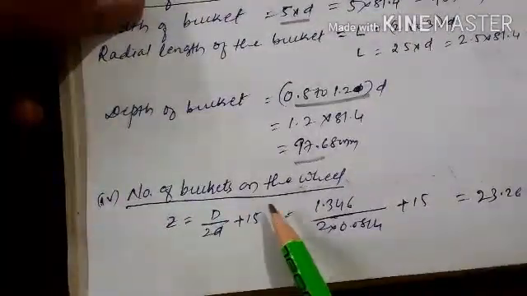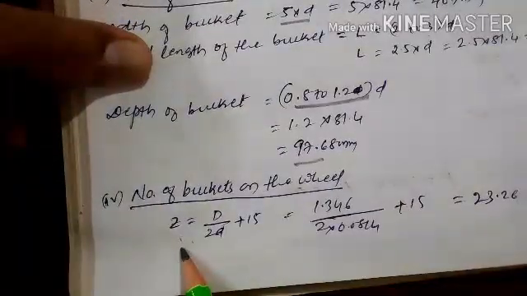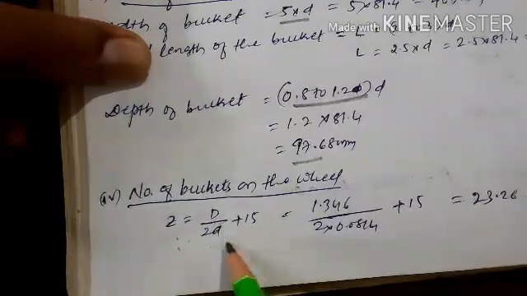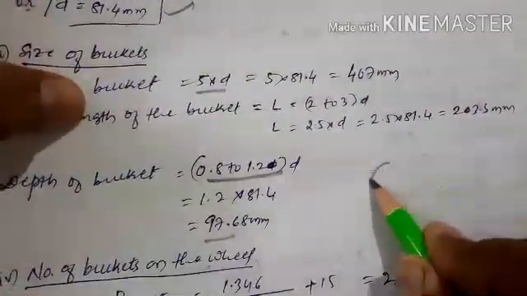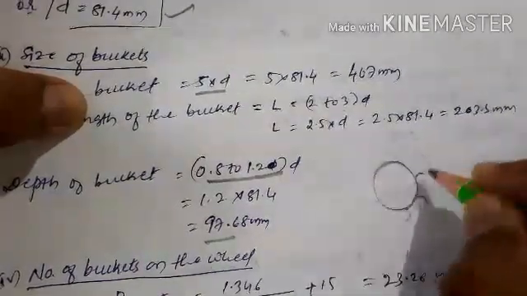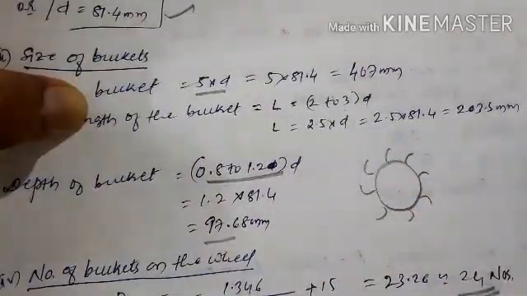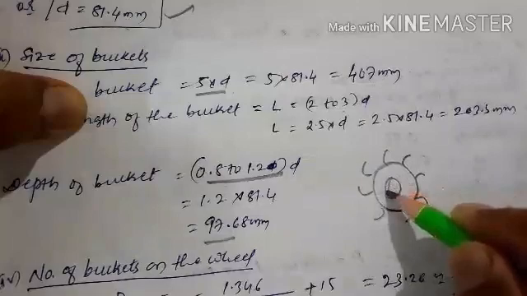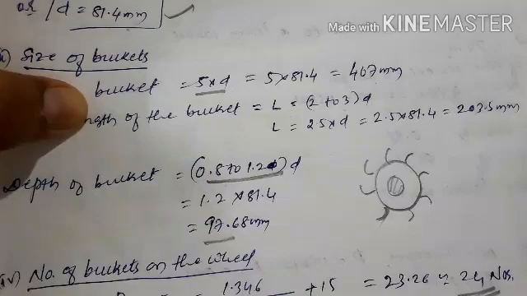Then the number of buckets on the wheel. This is the formula to be used: the optimum number of buckets on a wheel is D divided by 2d plus 15. We know the capital D, we know the small d. Substitute here, and we get the optimum number of buckets as 24. Optimum number of buckets means, this is the wheel, and the number of buckets required on this wheel is such that the mentioned power can be easily generated. These are called the optimum number of buckets. So okay, 24 buckets are required.